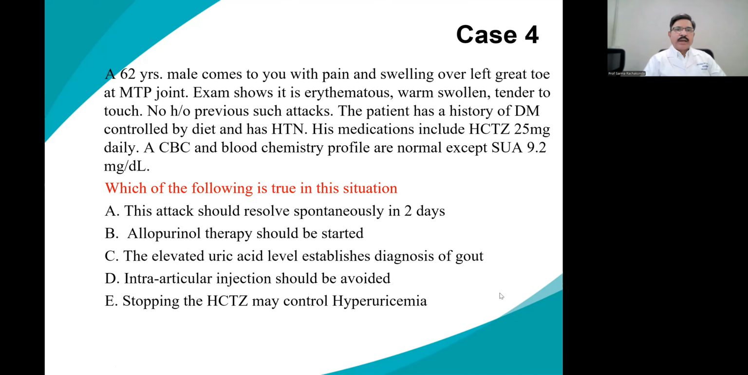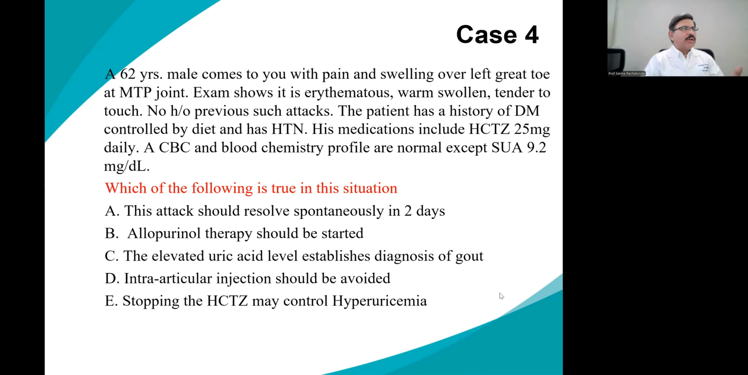What is the next case? He is an elderly person, a 62-year-old fellow, with pain and swelling of the left great toe MTP joint, very much suggestive of gout. Examination shows the joint is warm, swollen, tender to touch. So we have clinical evidence there. No history of previous attack. Patient has a history of diabetes mellitus controlled by diet and has hypertension. His medication is a thiazide diuretic, and the CBC and blood chemistry profile are normal except that the uric acid is elevated.